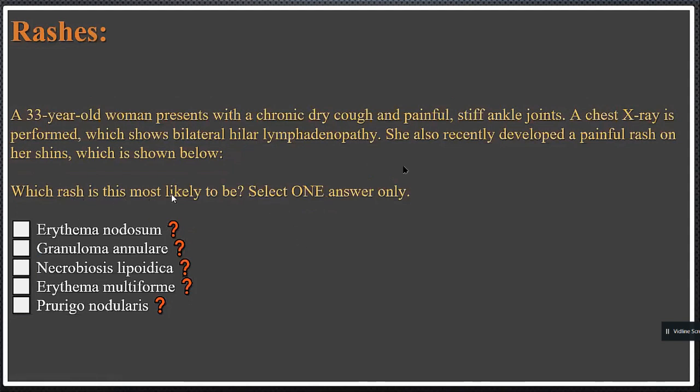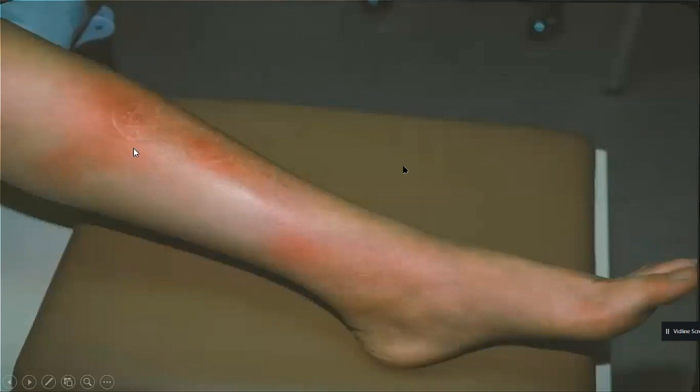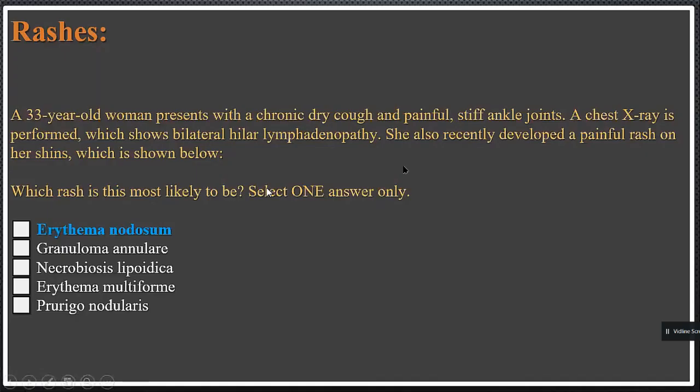Which rash is this most likely to be? Painful rash. Erythema nodosum. Option A. So this one. They said here bilateral hilar lymphadenopathy. So what is the diagnosis? Sarcoidosis. Another name? Lofgren syndrome. Okay.